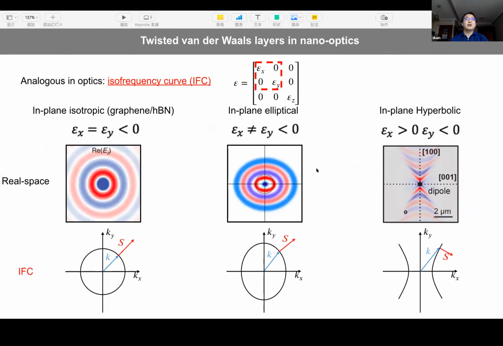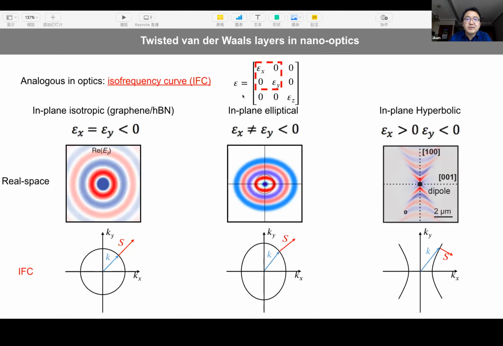In optics, there is one similar thing compared with the band structure in electronics. We call it the isofrequency curve. The isofrequency curve is the slice of the polaritonic dispersion in momentum space at a constant frequency.